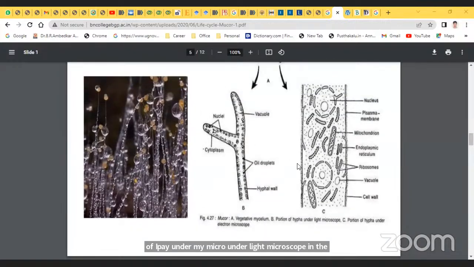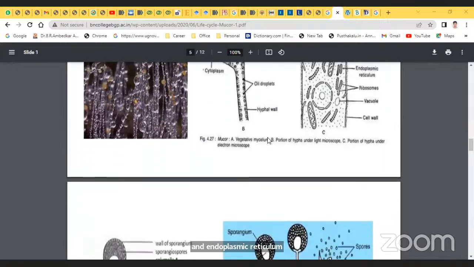So what are the components? Nucleus, plasma membrane, mitochondria, endoplasmic reticulum, ribosomes, vacuole, and cell wall. These are the components present in this mucor cell.